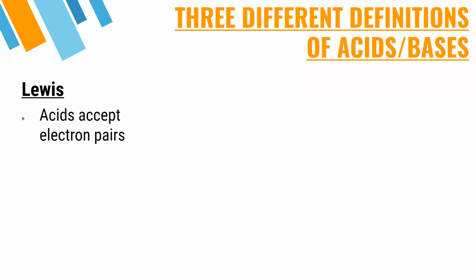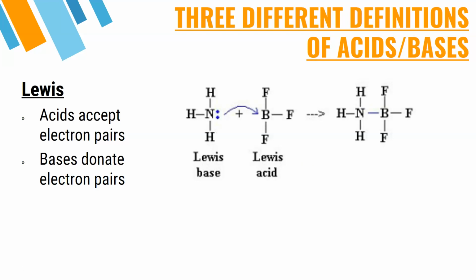Acids accept electron pairs, bases donate electron pairs. So look at these Lewis structures for a minute. We have BF3 over here. Remember, boron is electron deficient. It doesn't have a full set of 8 here. And if you look here, this Lewis base has a lone pair. So what ends up happening is these two compounds end up stuck together.